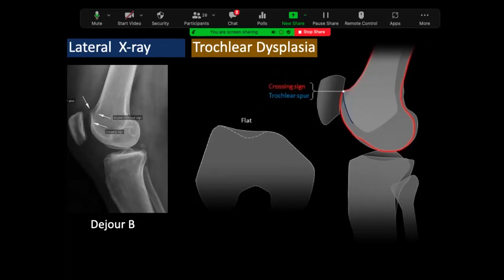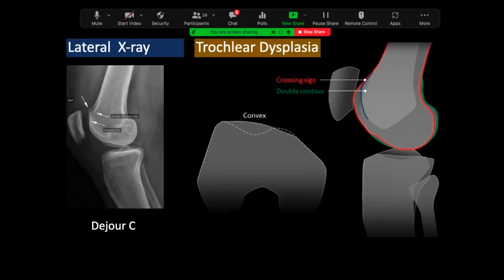So in Dejour type B, what happens? The trochlea is flat, and you can see here, this point is the crossing sign. This is the trochlear line, and this is the condylar line. They cross over here. So this is the crossing sign, and another is the trochlear spur. This is flat, so this trochlear line extends anteriorly over the anterior condylar line, and this is known as the trochlear bump or trochlear spur. And this is trochlear dysplasia Dejour type B.